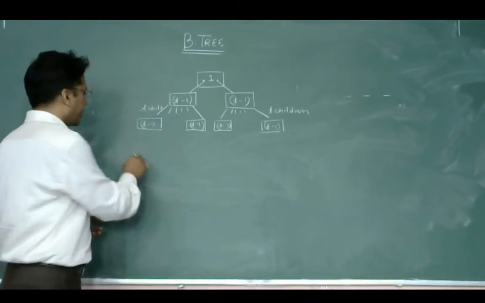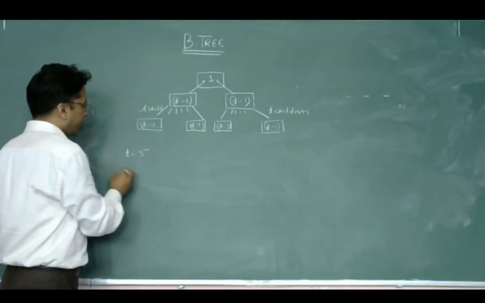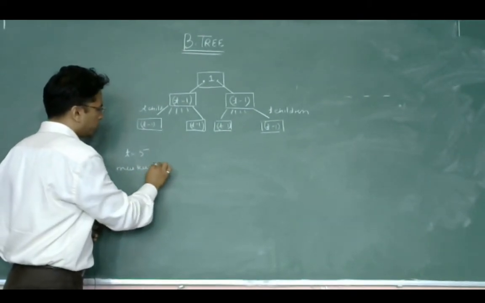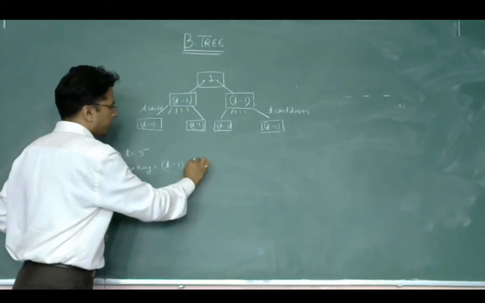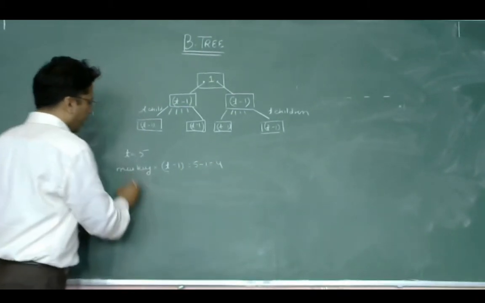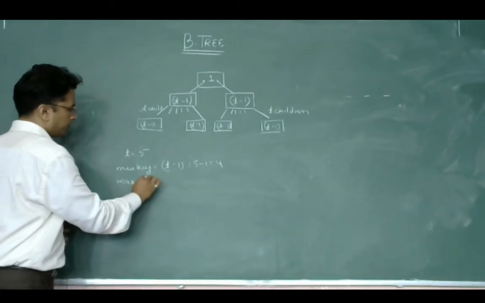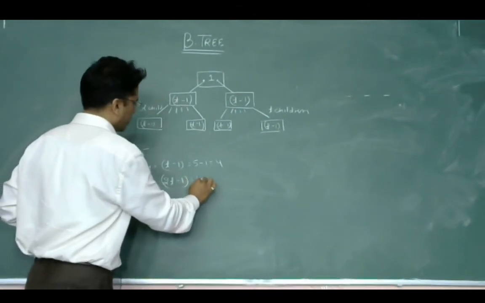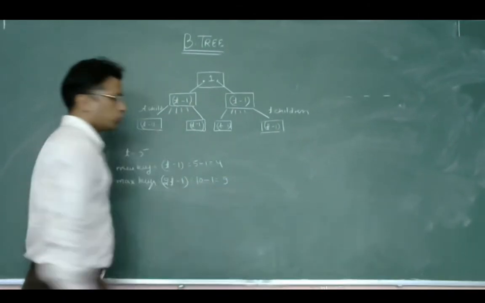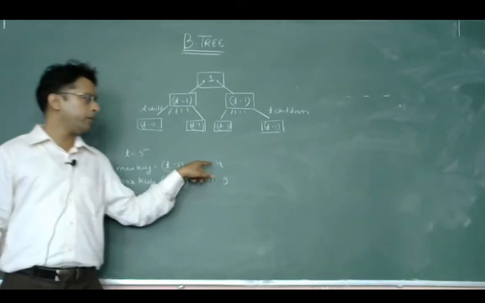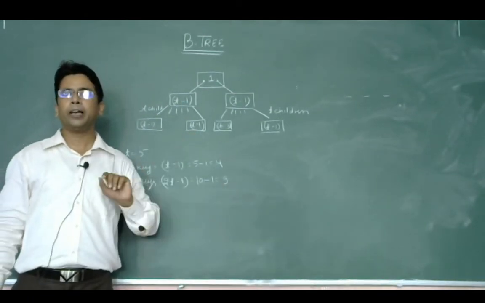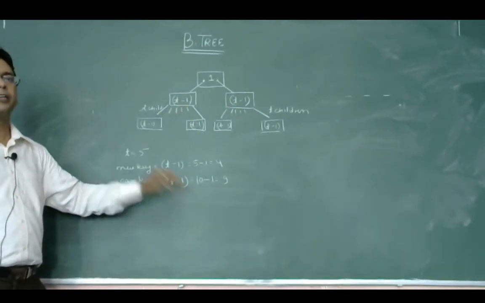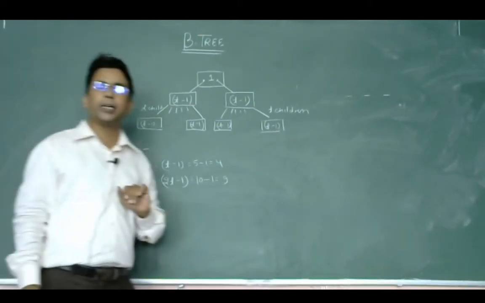So for example, I am taking t equal to 5. In that case, a node can have minimum keys equal to t minus 1, which is 5 minus 1, equal to 4, and maximum keys equal to 2t minus 1, which is 10 minus 1, equal to 9. So any node can have between 4 and 9 key elements. In this way the B trees are constructed.